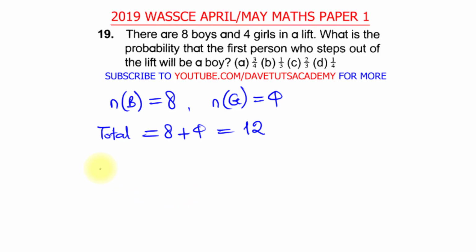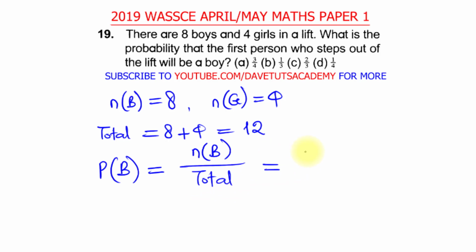So the probability of a boy stepping out of the lift will be the number of the boys over the total number of children in the lift, and in this case the number of the boys is 8 and the total is 12, and we can see that 4 can go in 8, we'll have 2, and 4 can go in 12, we have 3. So the probability we are asked to find is 2 over 3, and looking at the options, you can see option C is 2 over 3. That is the correct answer to this question.